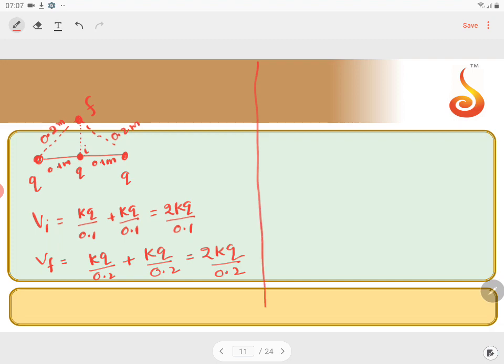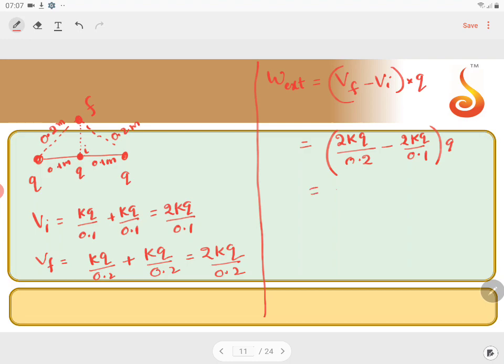Now the work done in moving the third charge, work done by the external agent, will be V final minus V initial into the charge which you are moving. So remember, here the potential at the initial point and the final point of the third charge we have to find due to the first two charges. We should not consider the potential due to the third charge itself. So now V final, what is V final? 2Kq by 0.2 minus V initial 2Kq divided by 0.1, into the charge which you are moving.